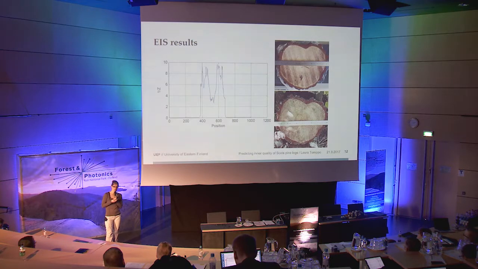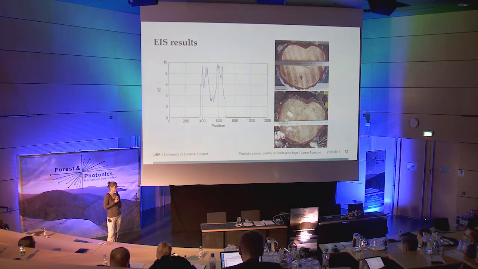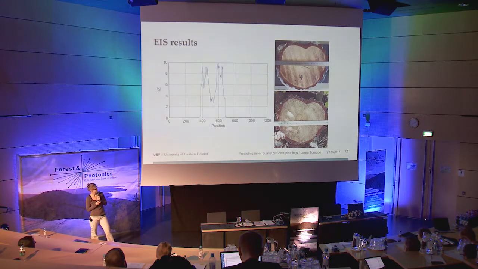So we have this online system, a conveyor where we can measure things, and the speed of the conveyor was adjusted so that it would be relevant for the sawing speed. So this data then presents the inverse of the impedance.